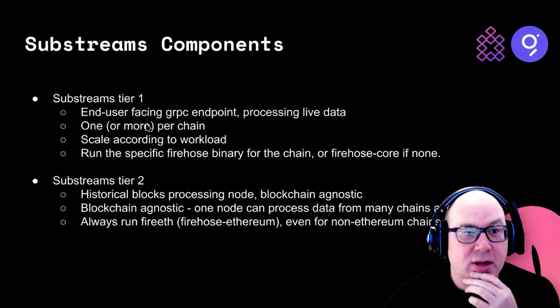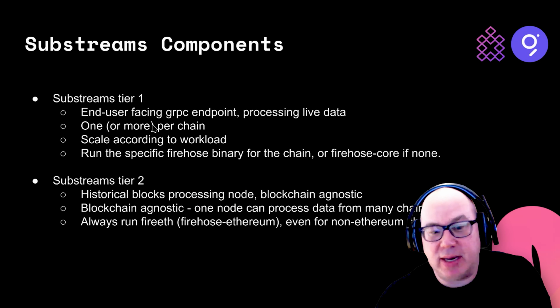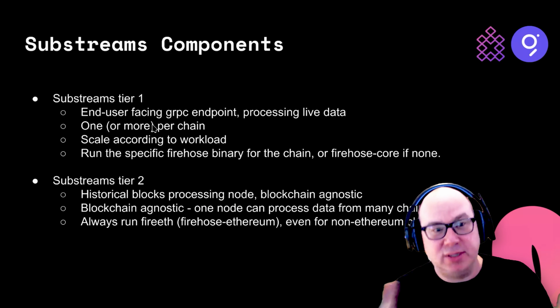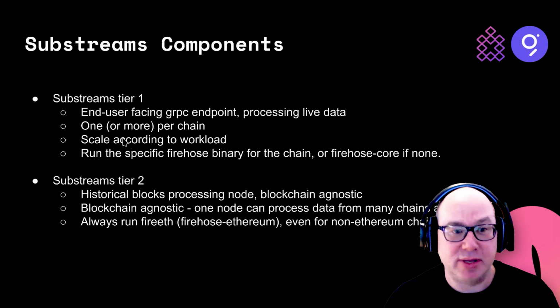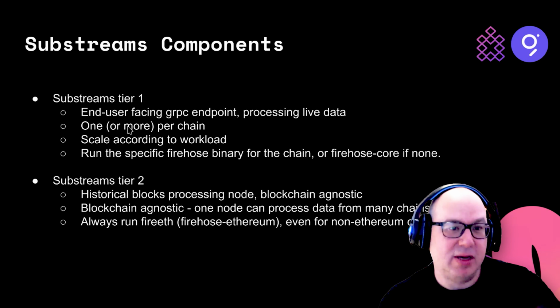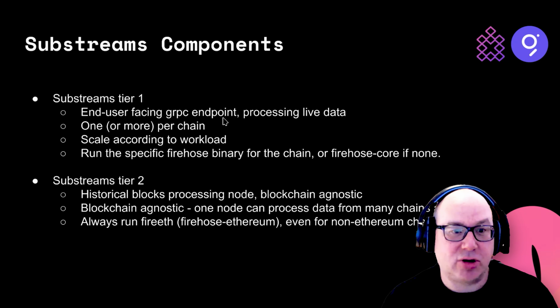So one or more, so you need at least one, and more depending on if you've got 1,000 substreams-powered subgraphs, you might need more than one substreams tier 2 node or tier 1 node. Maybe, I don't know what the number is before you need more than one. You have to look at your hardware. We'll talk more about that later. So it's according to the workload.